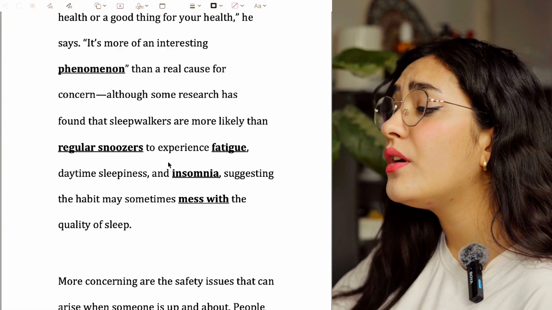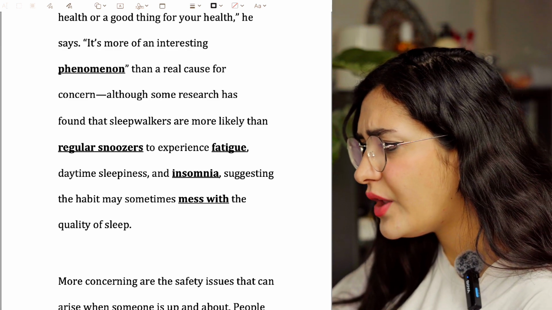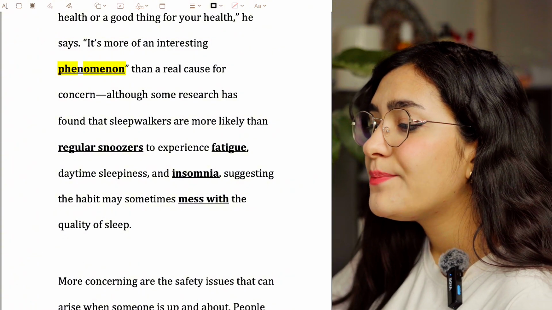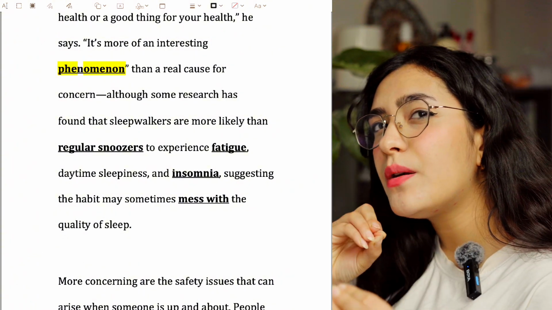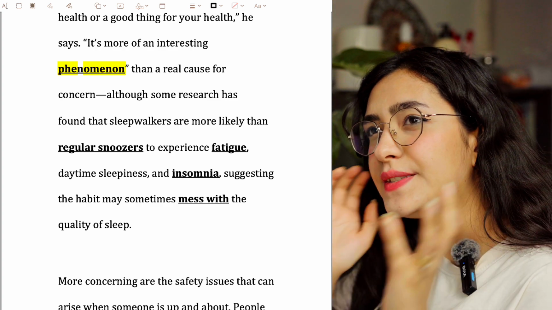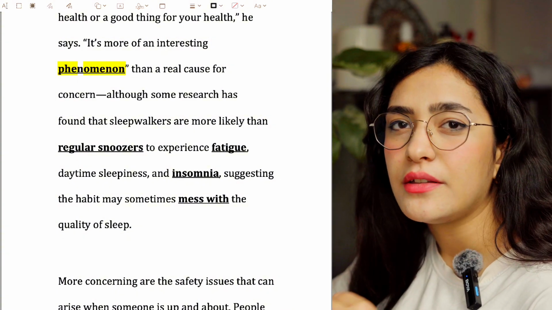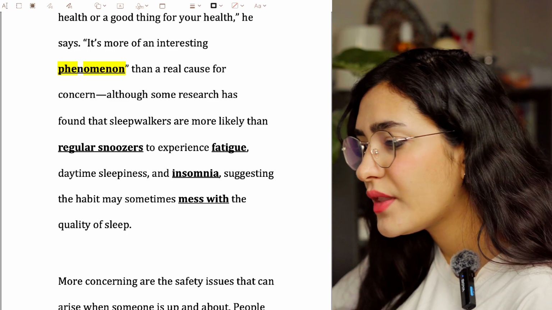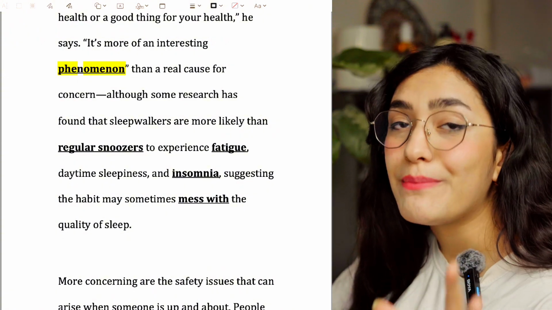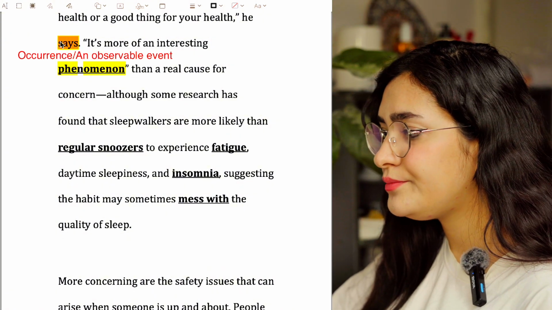So it's more of an interesting phenomenon. What is phenomenon? And phenomenon, the stress is on N, phenomenon. So phenomenon means occurrence, or an observable event. When you can observe, when you can see something, especially in nature, you can call it a phenomenon. Occurrence. The northern lights are a natural phenomenon that attracts many tourists. So we can say an observable event.